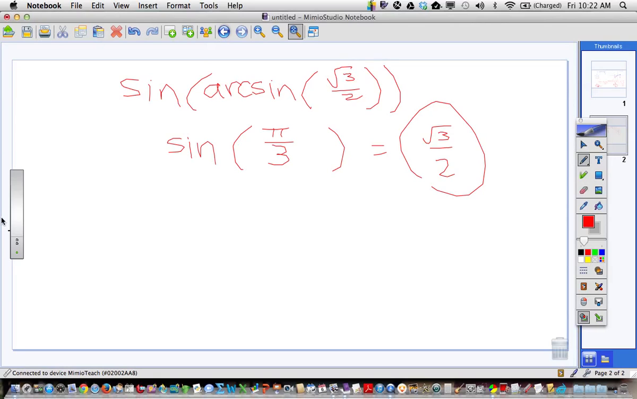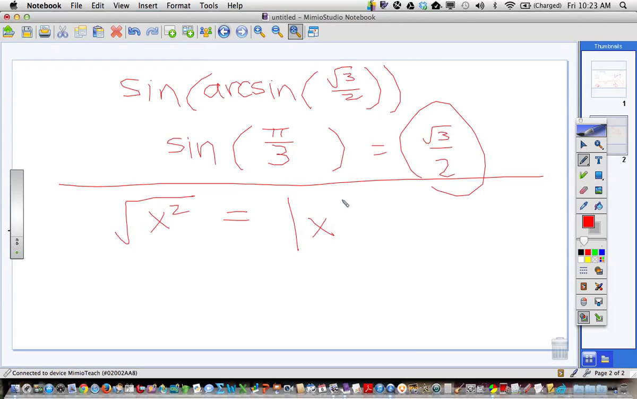Okay, it's equivalent to this. I'll just mention this and then we'll leave it alone. But if I do square root of x squared, we talked about that yesterday. What's the square root of x squared? Absolute value of x, right? Because if I do negative 4 squared and then square root it, that is 4, not negative 4, right? Because it'd be 16 square root, which would be 4. So it's absolute value of x.